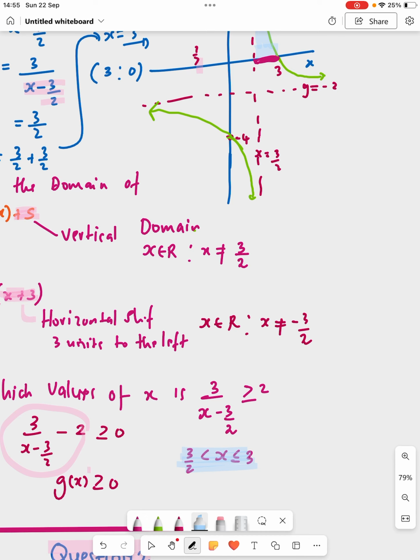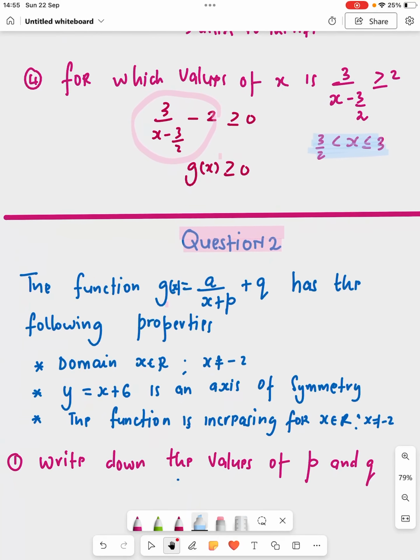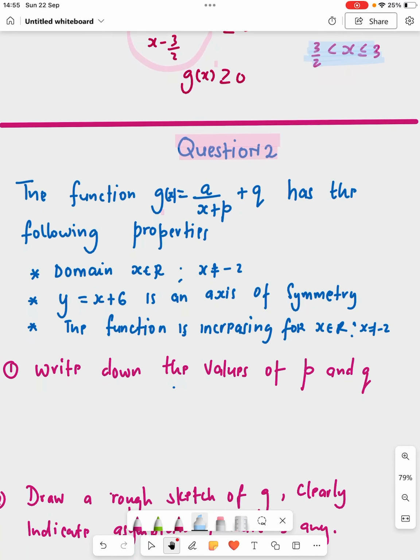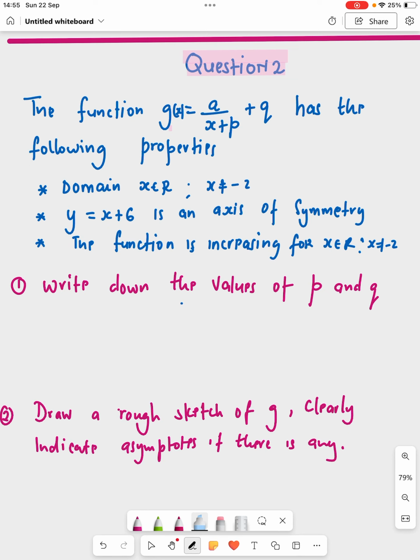Let me move to the next question. Question number 2. The function g of x is equal to a over x plus p plus q has the following properties.